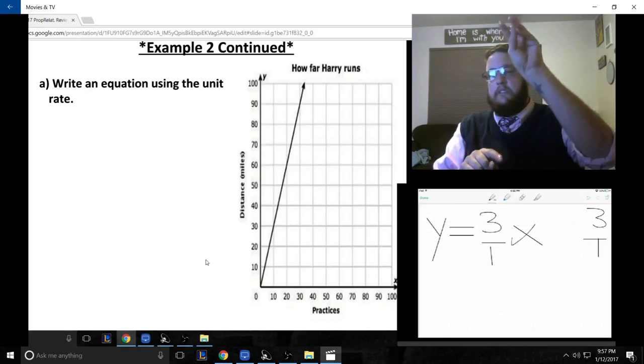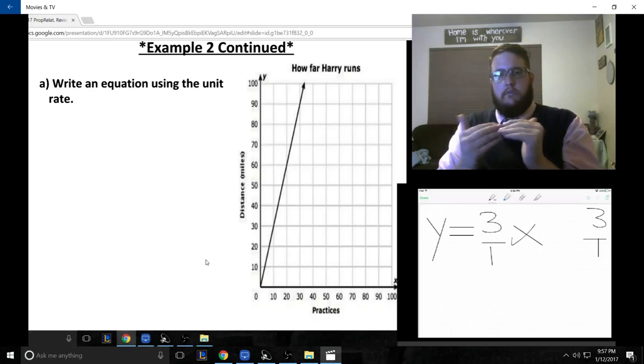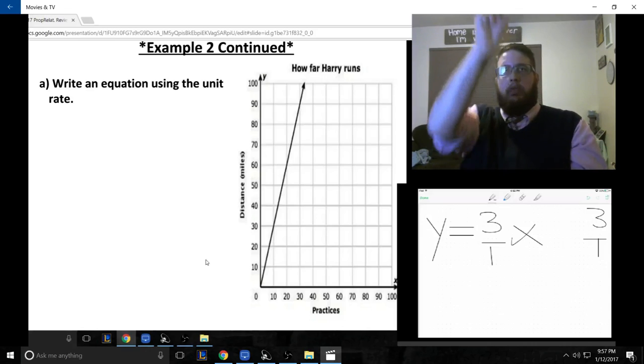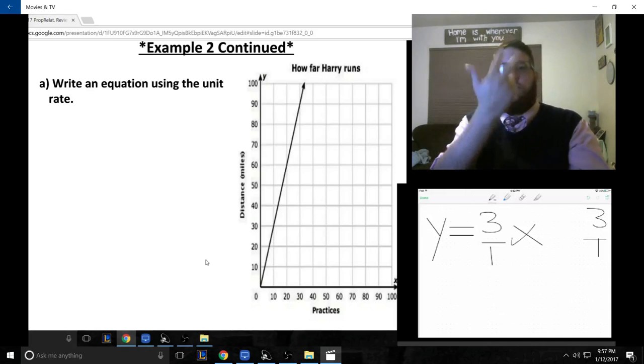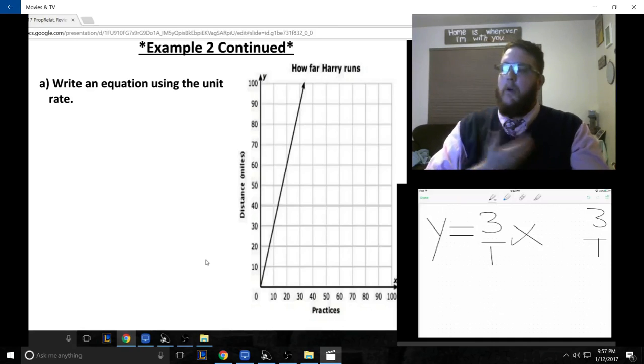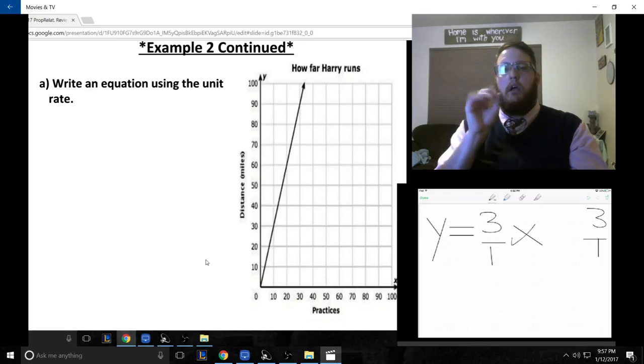For example, on the graph you can see if we plugged in 10 for x and multiplied by 3, we would get the corresponding y value of 30, which matches what our line is on the graph. If we plugged in 20 for x, we would get the corresponding value of 60, which matches what we have on the graph. This would continue to work for as many x values as we care to plug in.